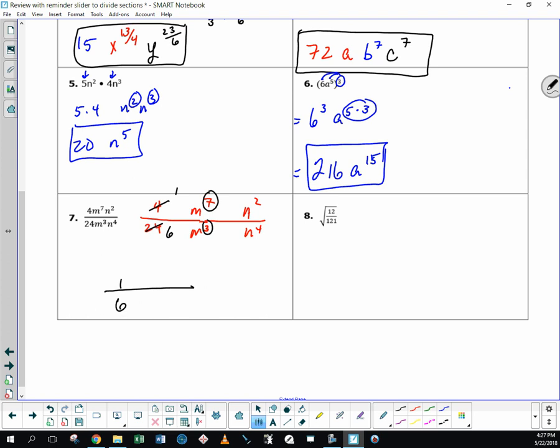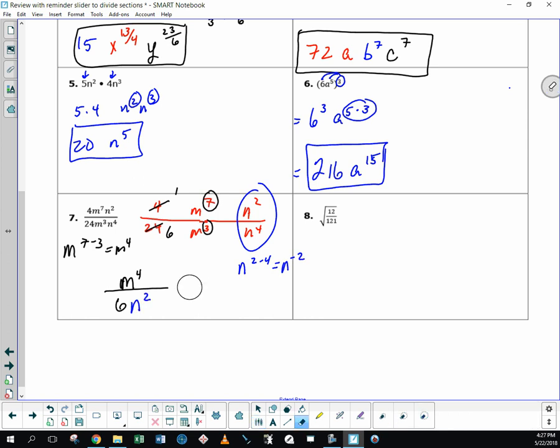If I look at the m's, 7 and 3, that would be 7 minus 3, which is m to the 4th. So I'm going to put m to the 4th on top. Now you could leave that 1 there if you want. I just sneakily changed it into m. Here, this becomes n to the 2 minus 4, which is n to the negative 2. So it's going to be n squared.